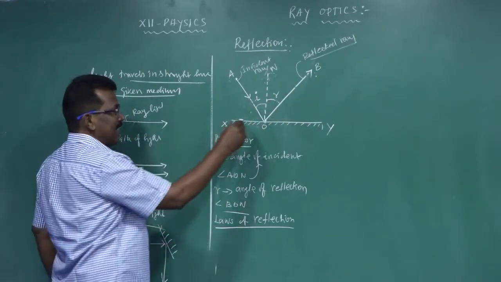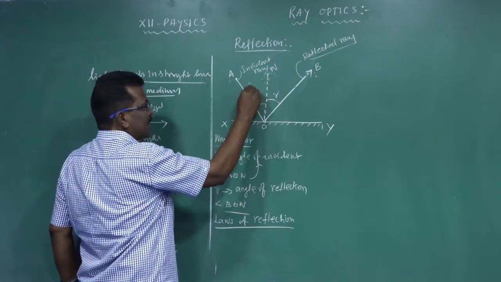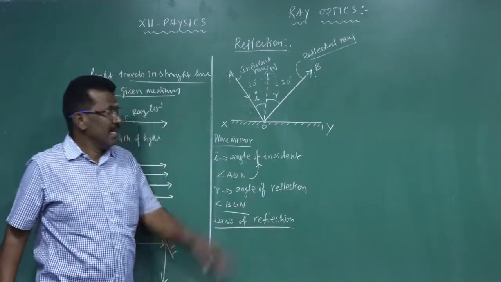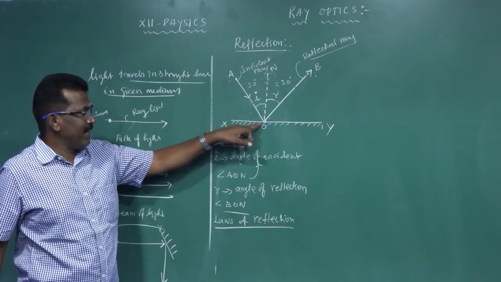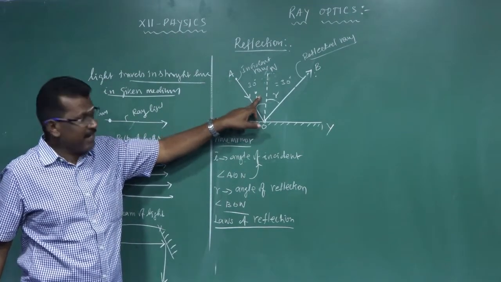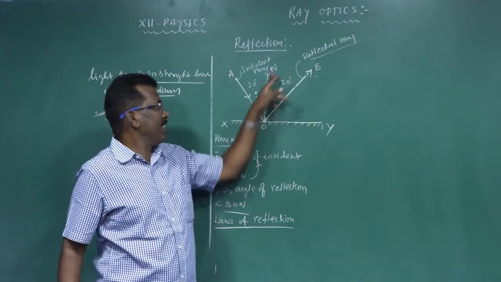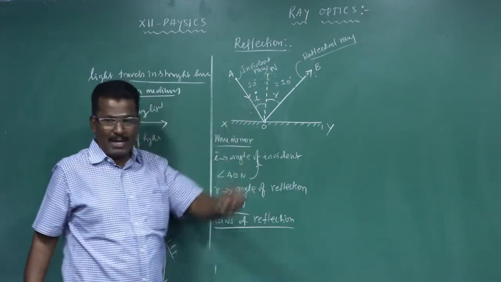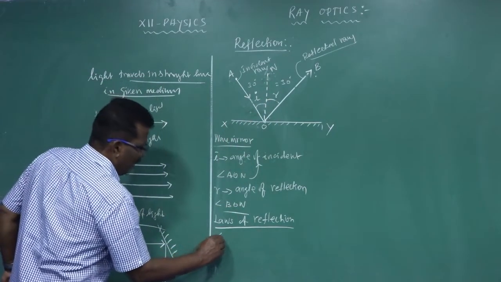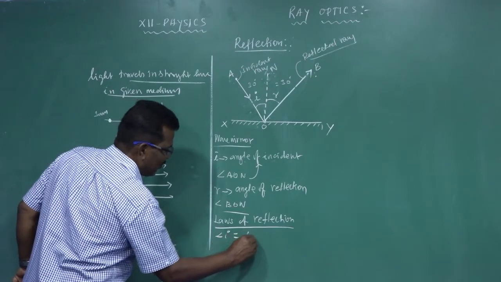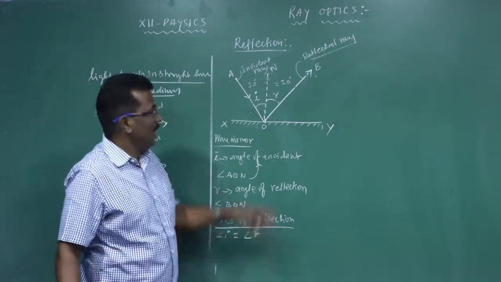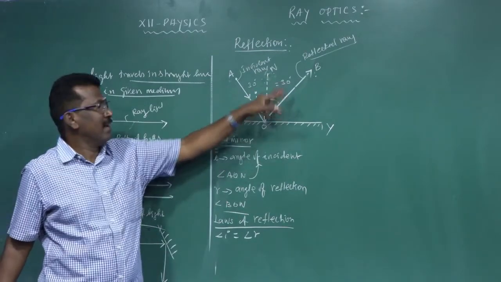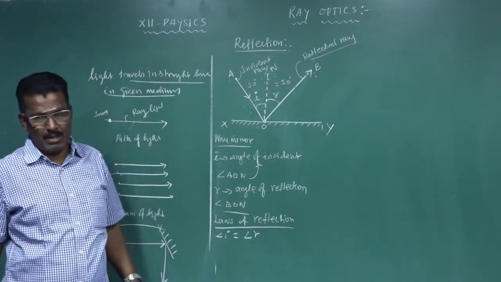If a ray of light is incident at the point O at 30 degrees, the angle of reflection is also 30 degrees. If the incident ray AO makes an angle of 45 degrees with respect to the normal, then BO makes 45 degrees with respect to N as well. So the angle of incidence is equal to the angle of reflection. The angle between the incident ray and the normal is equal to the angle between the reflected ray and the normal. It is one of the laws.